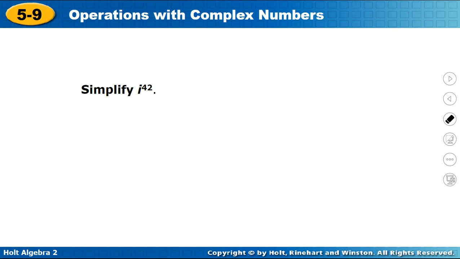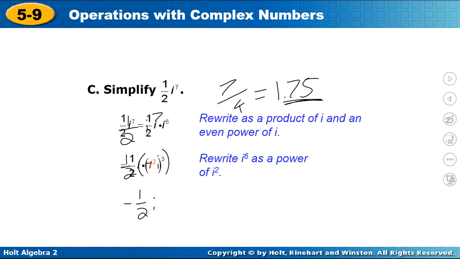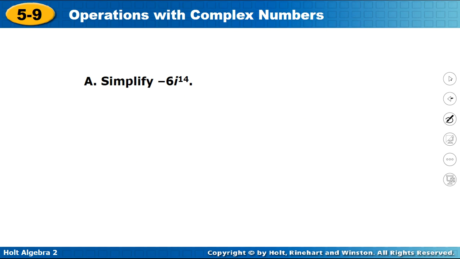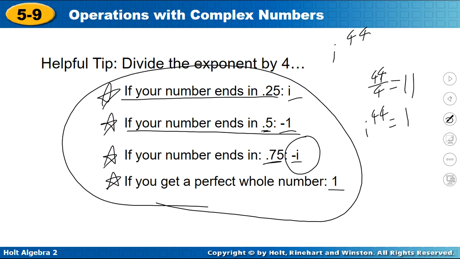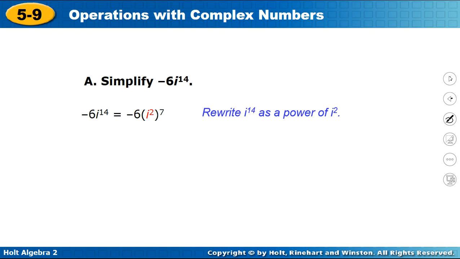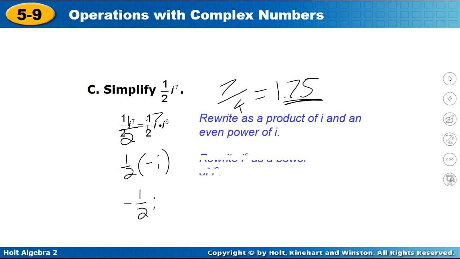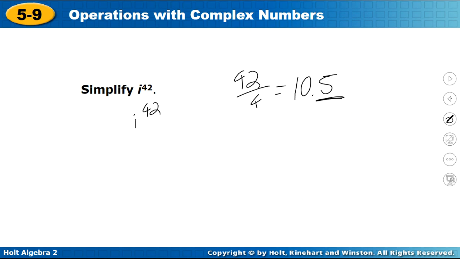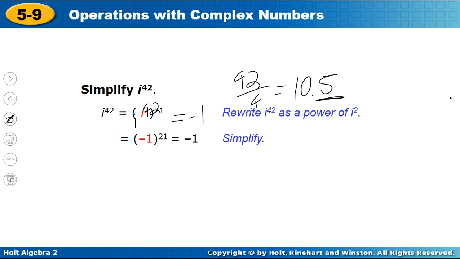And then i to the 42nd power. Let's take the 42 and divide it by 4, and I believe it's going to be 10.5. If it ends in 0.5, what was that again? I kind of forget. It's going to make me go all the way back. If it ends in 0.5, it's negative 1. So the i term is going to be negative 1. Nothing else to it. There's just i to the 42nd power, which equals negative 1.